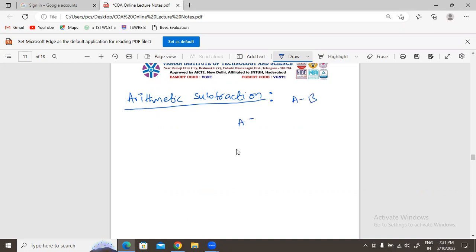A is called the minuend and B is called the subtrahend. So when we are performing A minus B, we are actually performing A plus of minus B. That means we are changing the negative number into a positive number and the positive number into a negative number. So you need to understand here, A plus of minus B. Instead of performing the subtraction, it performs the addition operation.